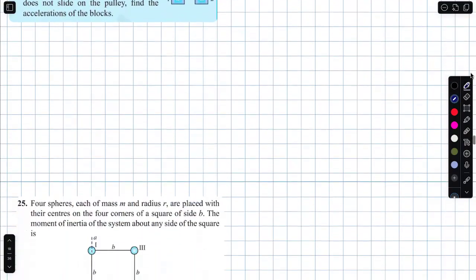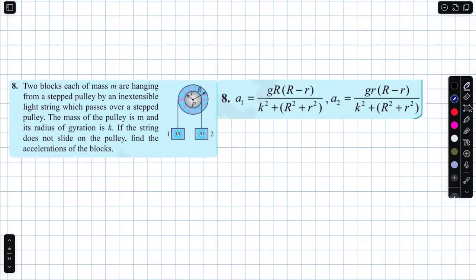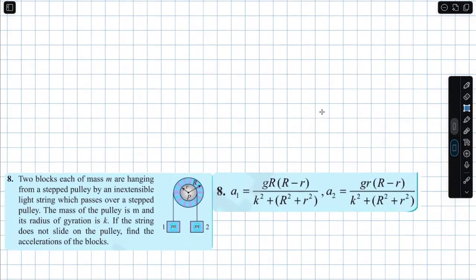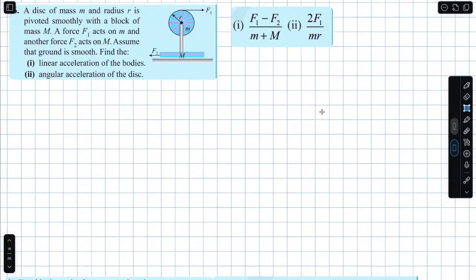A similar model. It's also a similar model. But today, I think you have understood my approach. I am totally applying torque equations. A disk of mass M and radius R is pivoted smoothly with a block of mass capital M. A force F1 acts on M. Okay. And another point. Find the linear acceleration of the bodies and the angular acceleration of the disk.